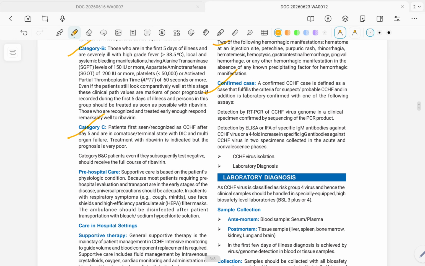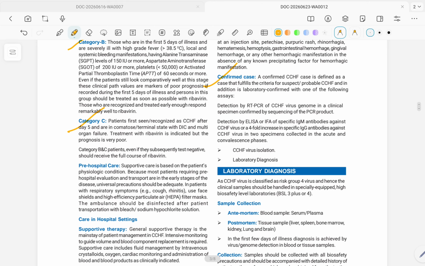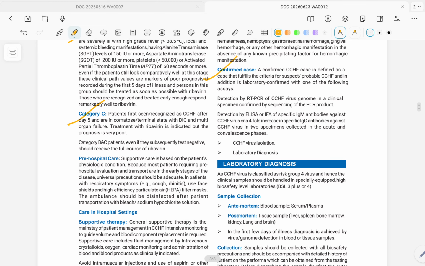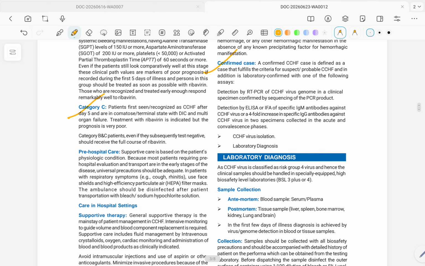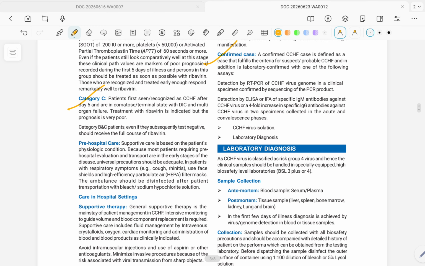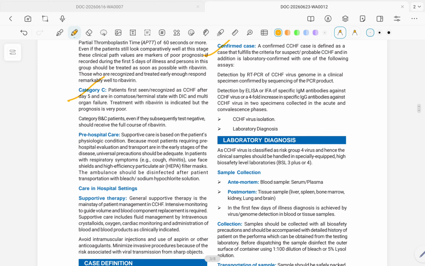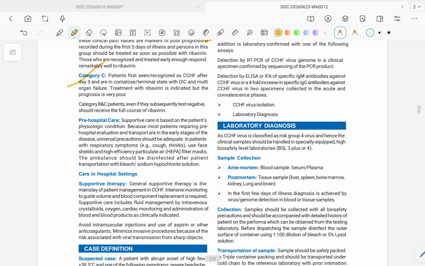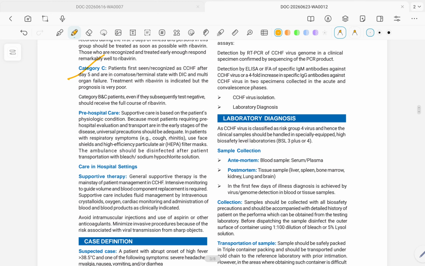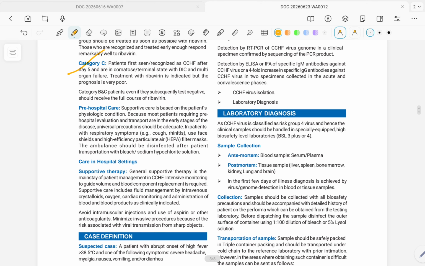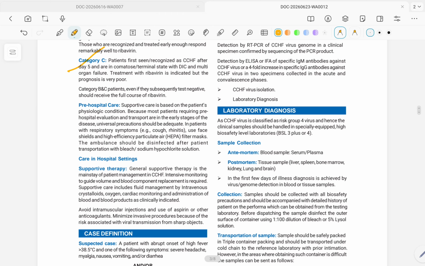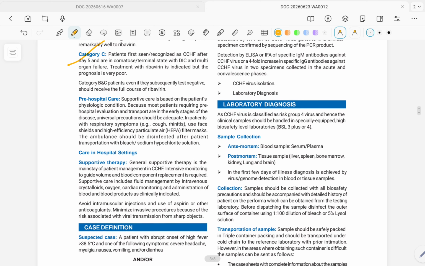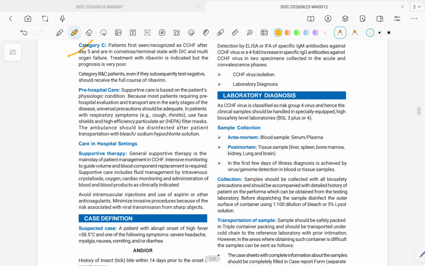Confirmed case. A confirmed CCHF case is defined as a case that fulfills the criteria for suspect or probable CCHF and in addition is laboratory confirmed with one of the following assays: detection by RT-PCR of CCHF virus genome in a clinical specimen confirmed by sequencing of the PCR product, detection by ELISA or IFA of specific IgM antibody against CCHF virus, or a fourfold increase in specific IgG antibodies against CCHF virus in two specimens collected in the acute and convalescent phase.